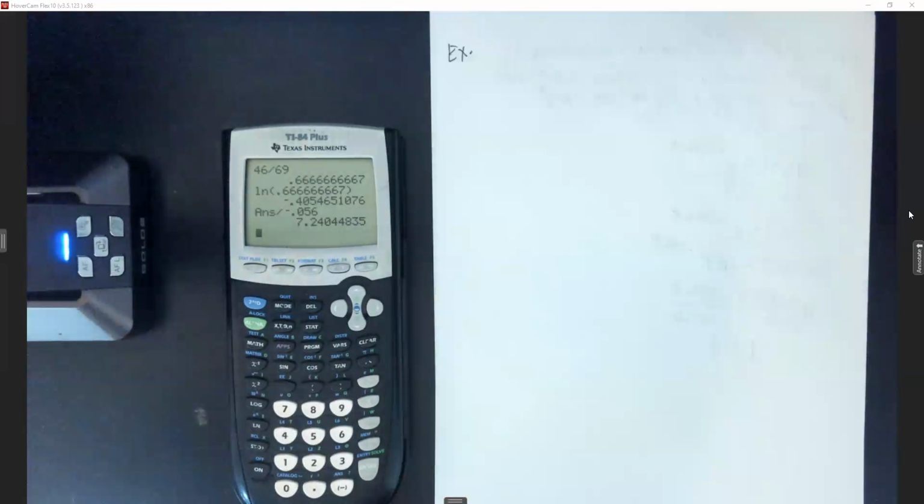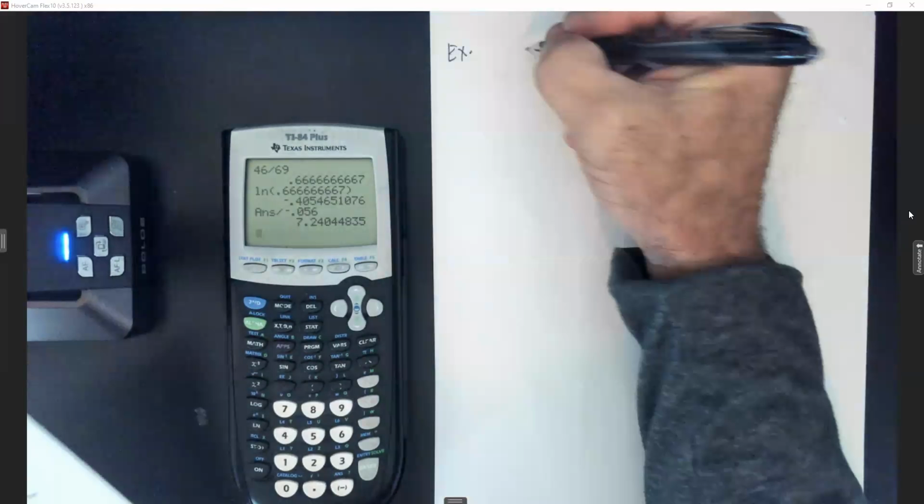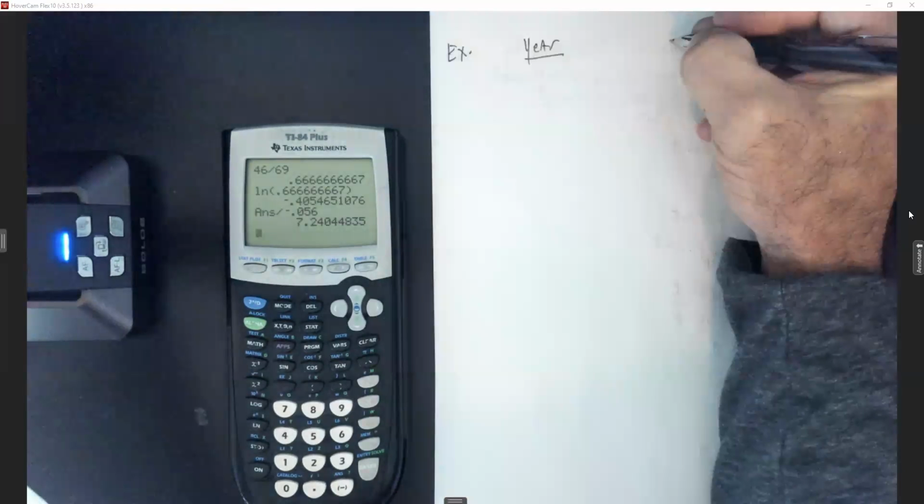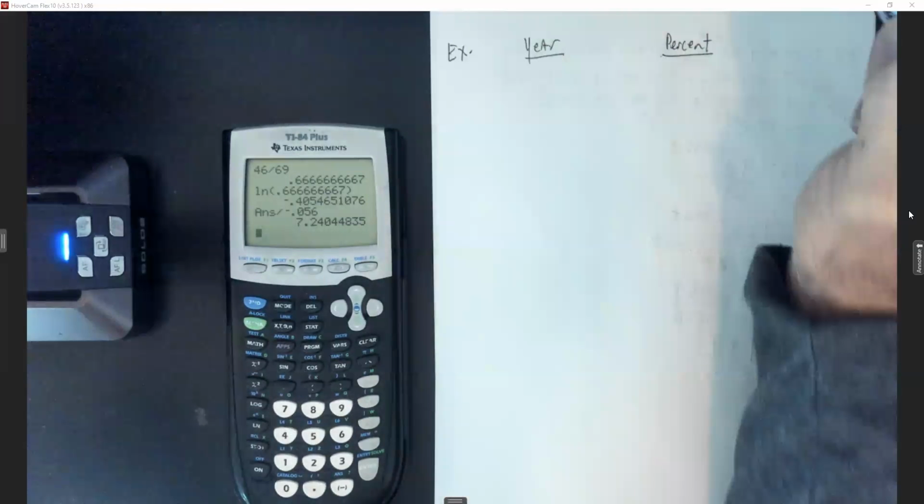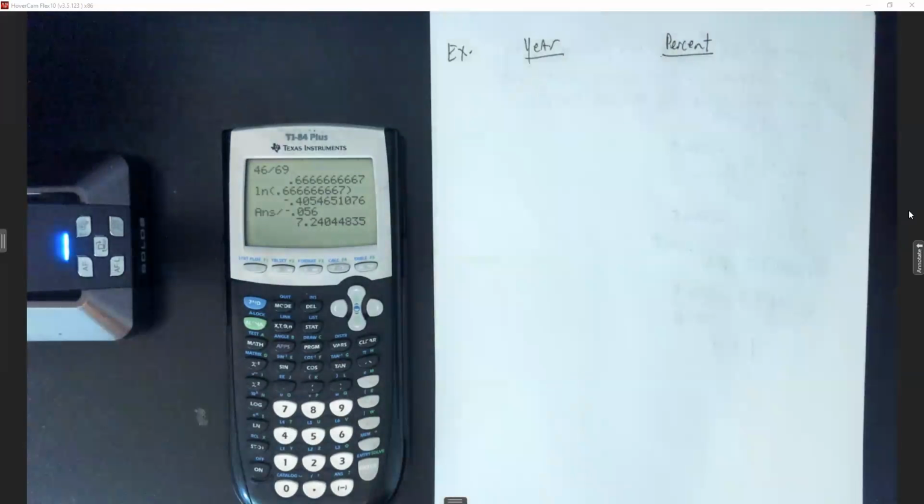All right, y'all. So this one, they're giving us a table here. So they're going to have a year and percent of adults.